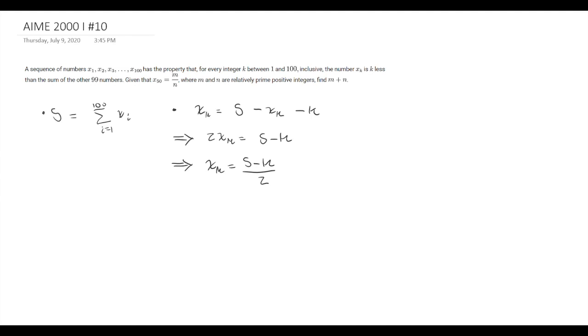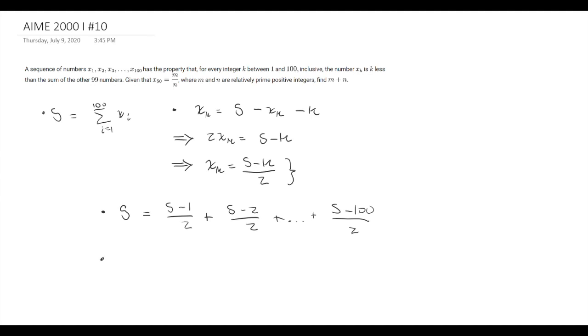So now we can express this sum S as a sum of all these x sub k terms. Let's write that. The sum that we're working with, S, must be equal to (S minus 1) over 2 plus (S minus 2) over 2 plus dot dot dot plus (S minus 100) over 2. Great, so now we've gotten rid of the x sub k in the expression. We can go ahead and solve for S.